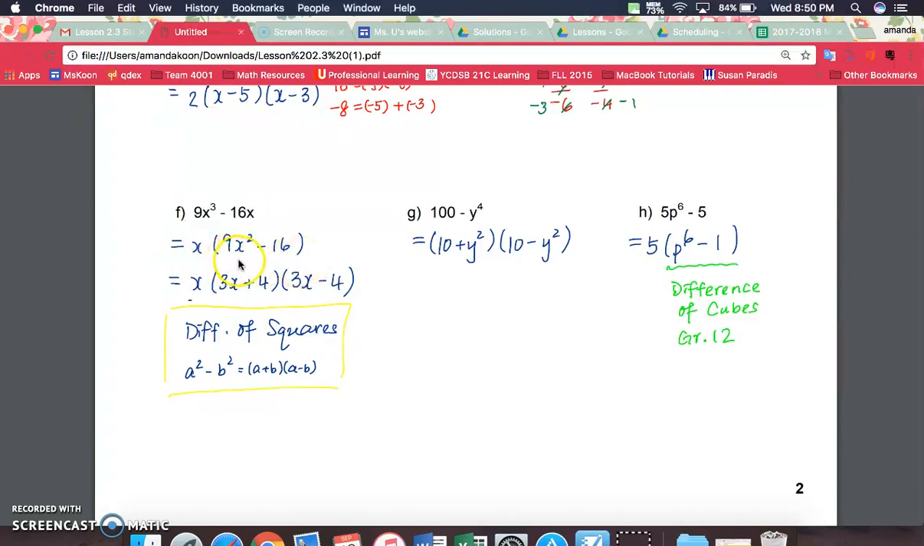Can I square root 9x squared? Can I square root 16? The answer is yes. So I have a difference of squares. So to factor a difference of squares, it will be the square root of the first term, 3x, plus the square root of the second term, 4, times the square root of the first term, 3x, minus the square root of the second term, 4.